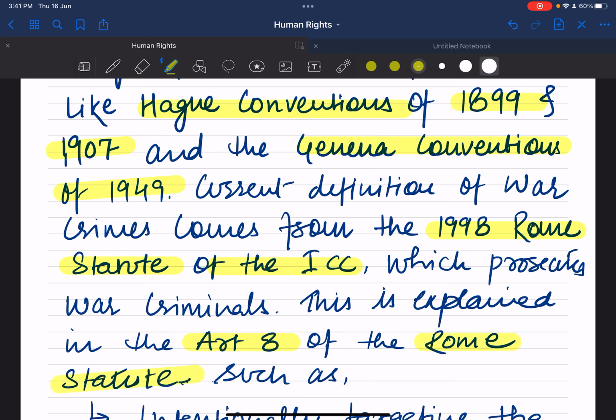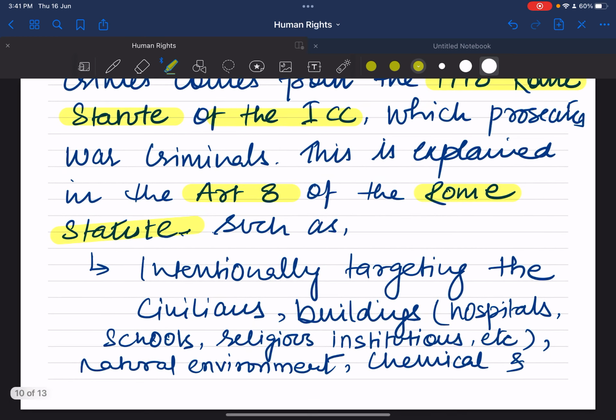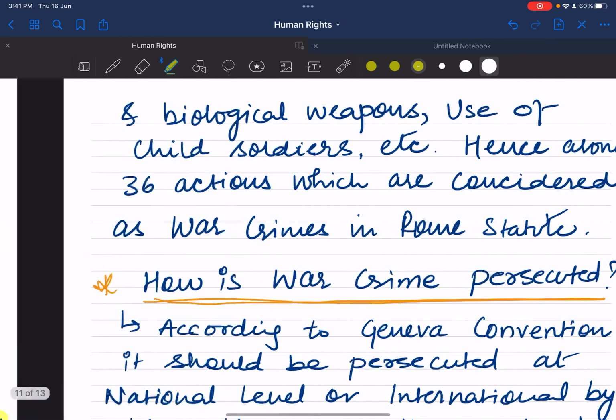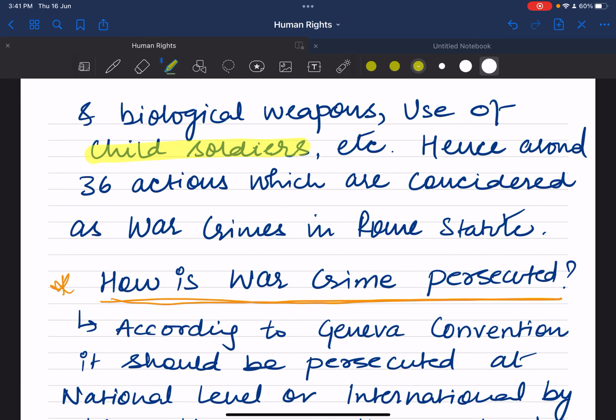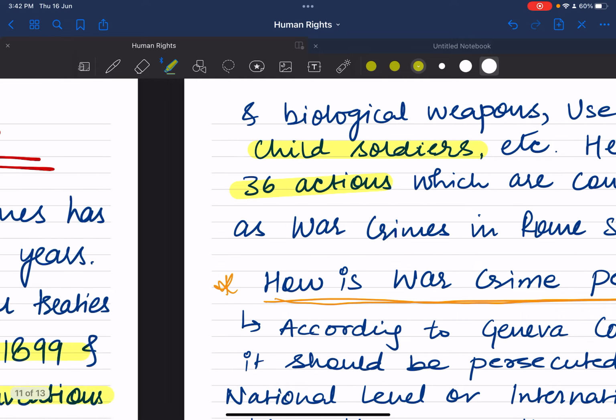So what a war crime is, is explained in Article 8 of the Rome Statute, such as intentionally targeting civilians; buildings like hospitals, schools, and religious institutions; damaging the natural environment; chemical and biological weapons; use of child soldiers, etc. Around 36 actions considered war crimes are mentioned in the Rome Statute. I hope it is clear what a war crime is. So these are some of the things considered war crimes.